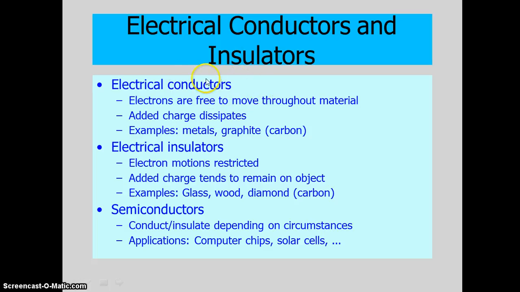There are, of course, conductors. Usually we think of metals, for example, as conductors. There are insulators. A great example would be plastic. Glass and wood are also insulators.